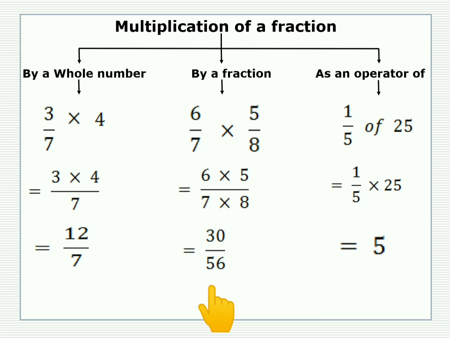Now, the next is fraction as an operator of. Of means again it is a multiplication. So here I am taking one example that 1/5 of 25 means fifth part of 25 gives us 1 upon 5 multiplied by 25. Answer is 5. So children, you have understood this. Okay.